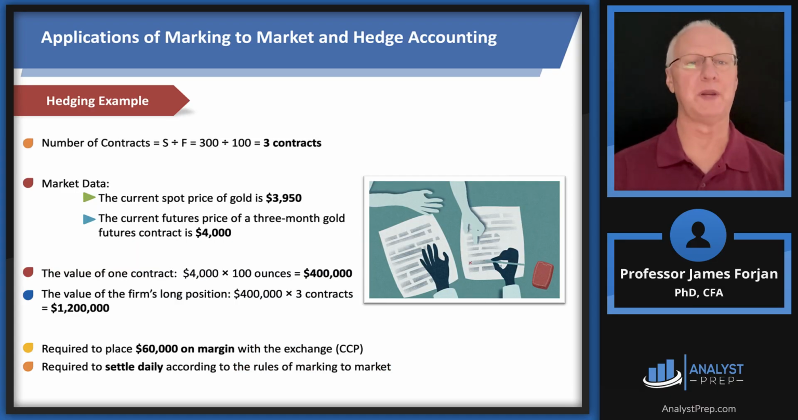So let's do some math here, preliminary math. Number of futures contracts is just the spot amount, 300 divided by the 100. That gets us 3 contracts. There's the current spot price of gold. There's the current futures price of gold. And it makes sense that the futures price is higher than the spot price, especially for 3 months, because of things like storage costs, among other things. The value of one contract is going to be that 4,000 futures price times 100 ounces. So there's 400,000. But we have 3 contracts, so multiply that by 3 gets us up to 1.2 million. Will be required to have 60,000 on margin.